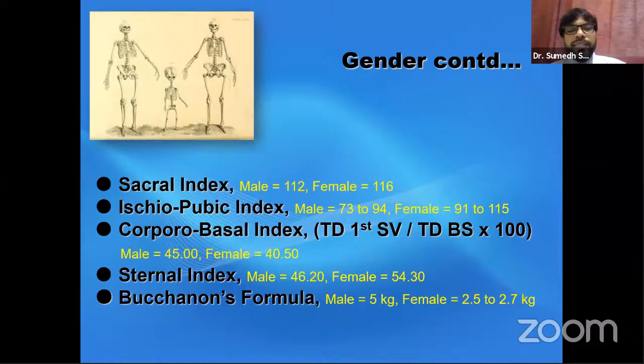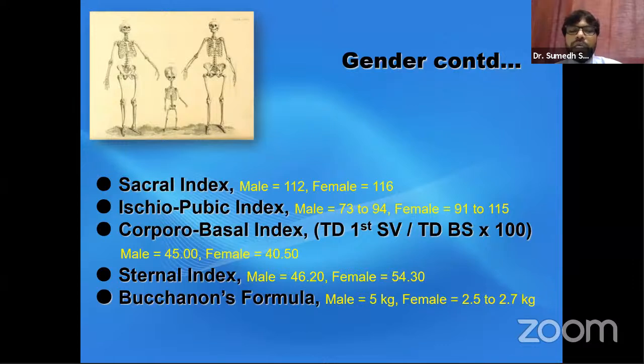In case of male, it is 112. In case of female, it is 116. So in case of male, the sacrum is slender and conical in shape. In case of female, it is broader.